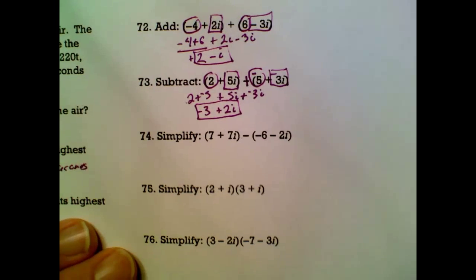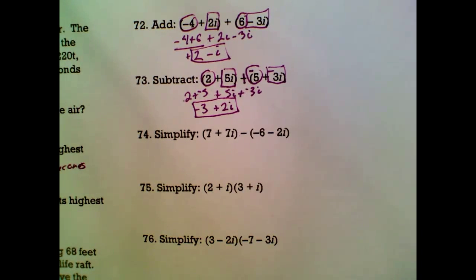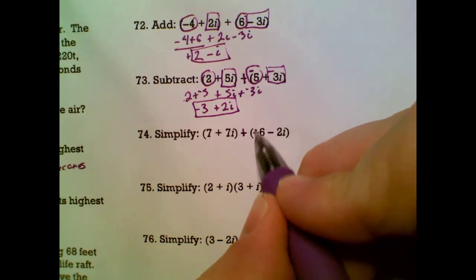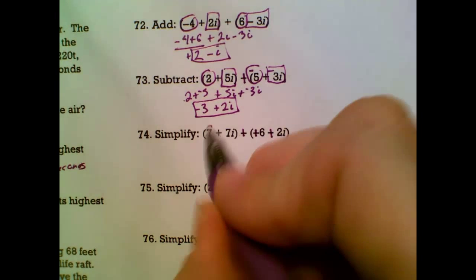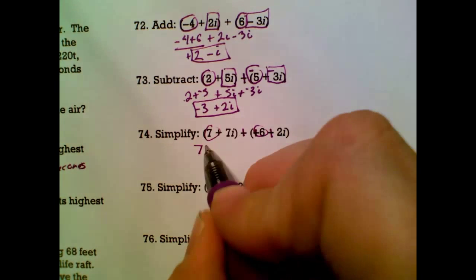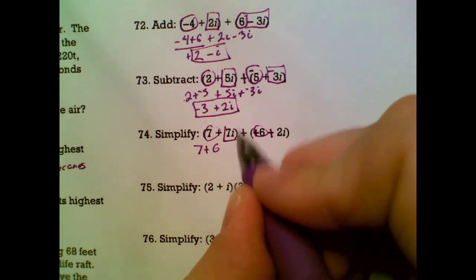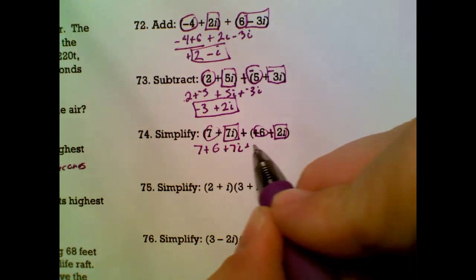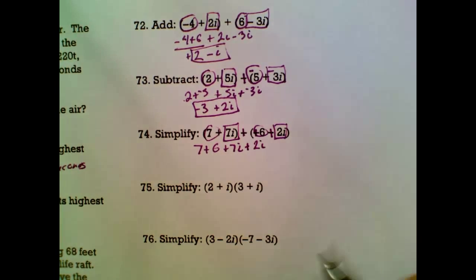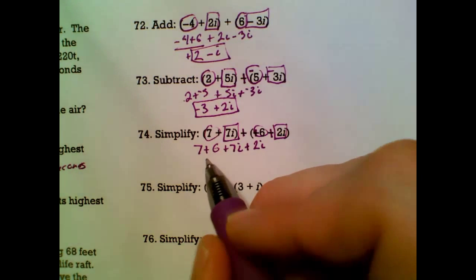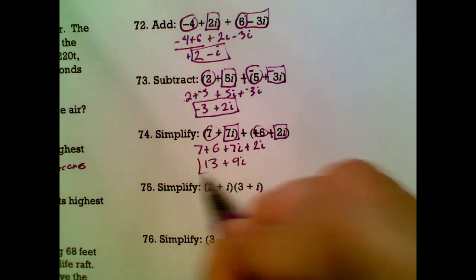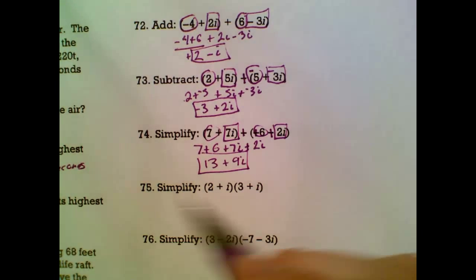Okay. Moving on to 74. We need to simplify this. Again, we're subtracting, so we're going to make that a plus, and that becomes the opposite. That becomes the opposite. So we bring that and that together. So we got 7 plus 6. And bring this and this together. So we got plus 7i plus 2i. 7 plus 6 is 13, plus 7 plus 2 is 9i. And there's your solution.